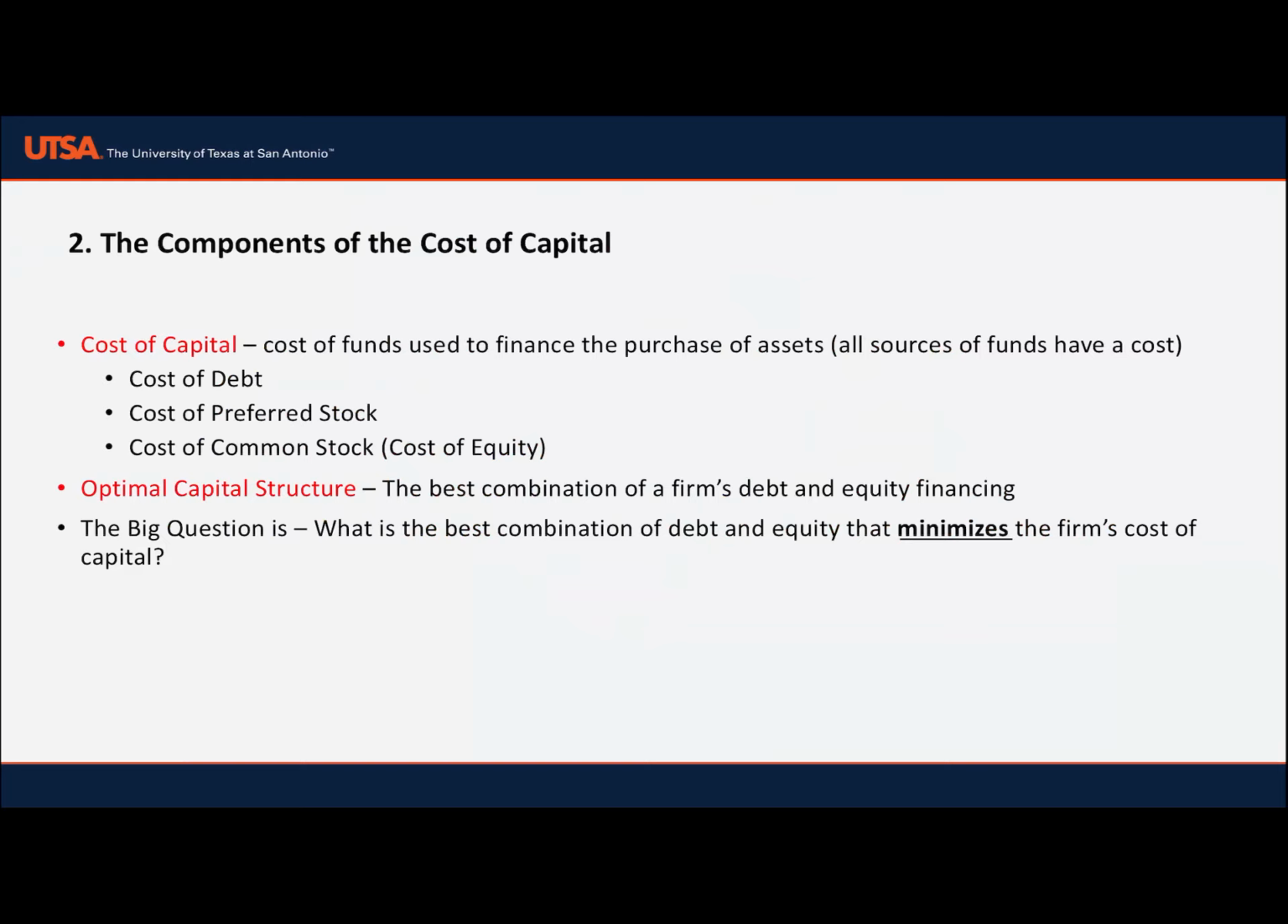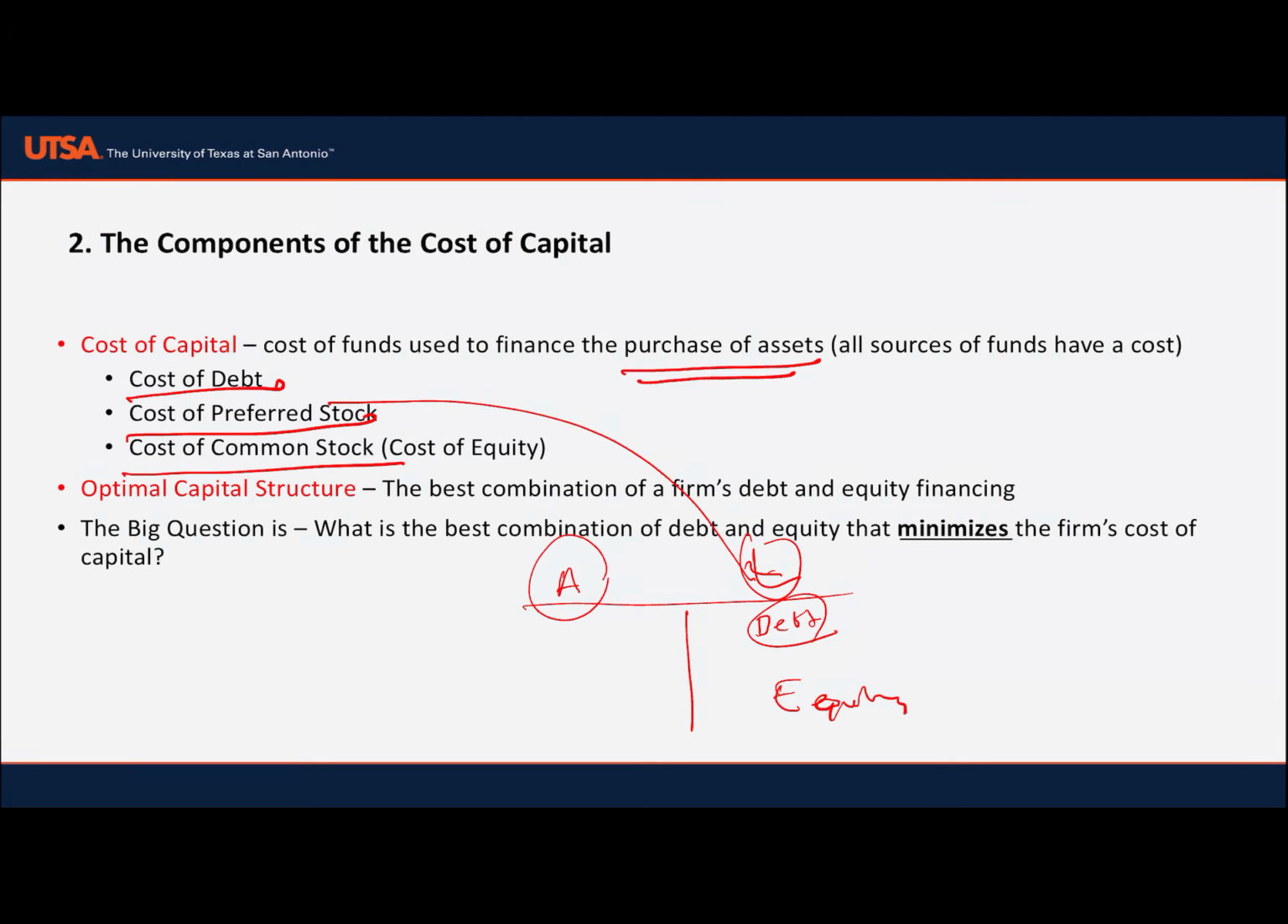So, cost of capital is the cost of funds used to finance the purchase of assets. All sorts of funds have a cost. In the balance sheet we have the assets part, the liabilities part, and the equity part. The company needs to finance its assets by using debt, long-term or short-term, or equity. Each component of this financial statement has a different cost. So the cost of capital involves the cost of debt, cost of preferred equity, and cost of common equity.